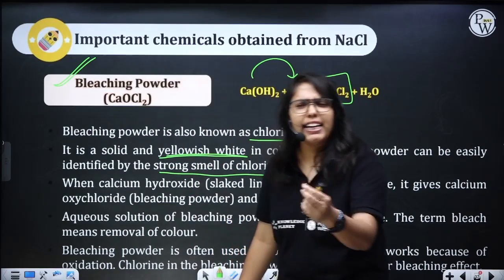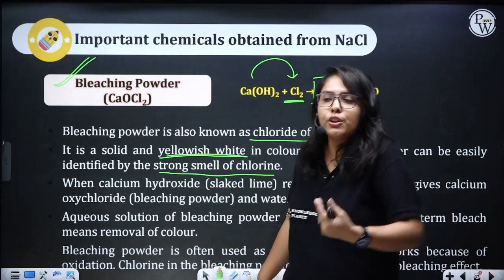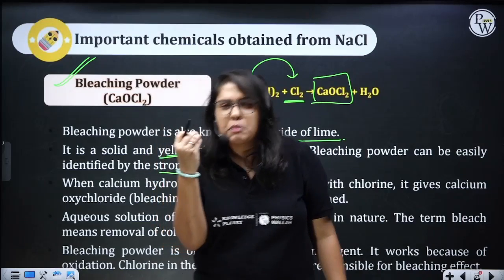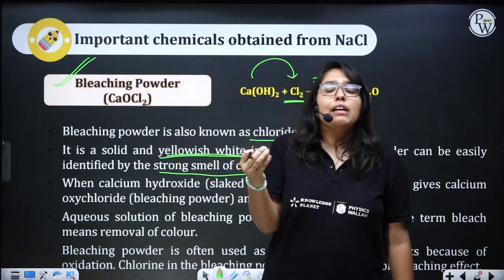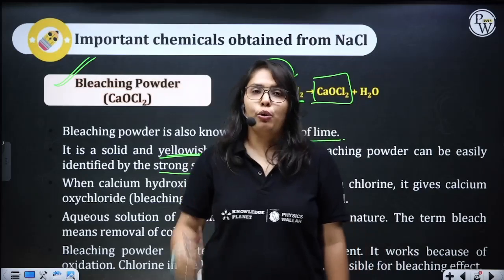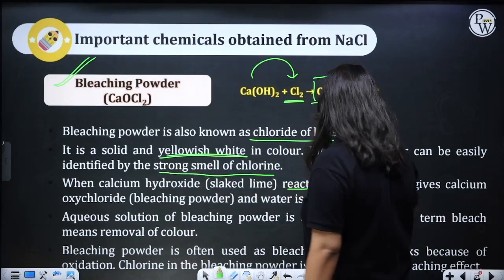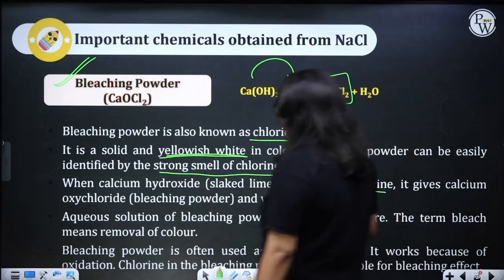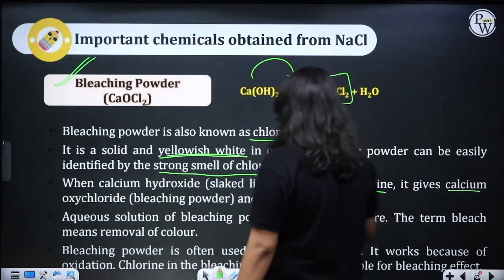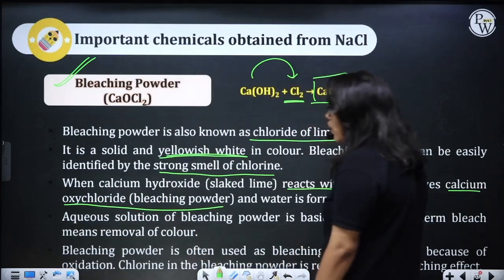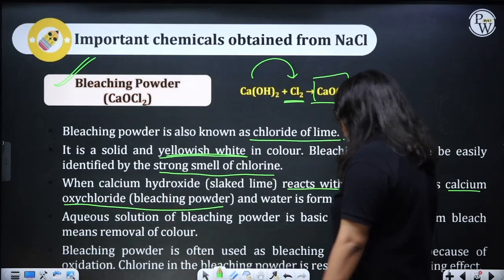Chlorine has a very strong smell. When you go close to the swimming pool, you can smell that smell. There's a weird smell. What is that smell? That smell is of chlorine. And when this calcium hydroxide reacts with chlorine, it gives rise to calcium oxychloride, which is nothing but our bleaching powder, along with the formation of water.